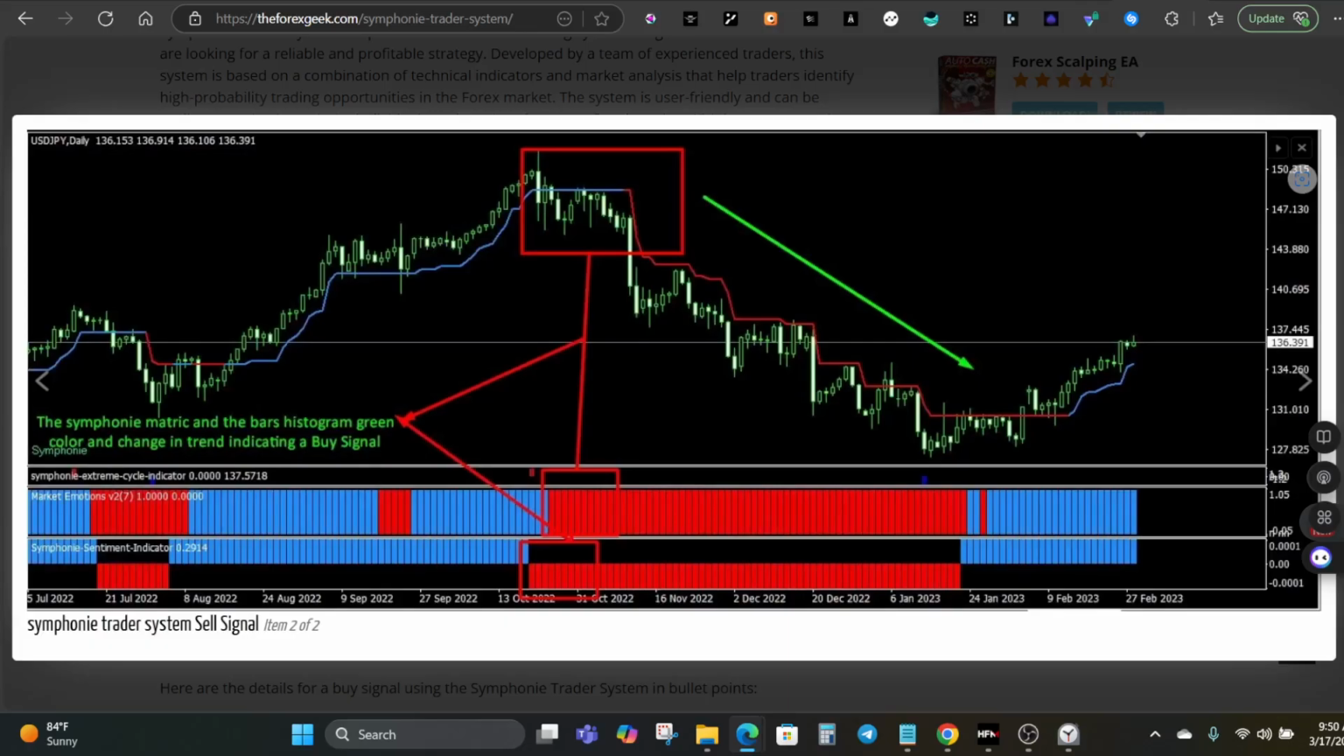So that is how you can use the Symphonie Trader System to identify and manage forex trades. This system is a great tool for traders looking for structured trade signals while combining trend, sentiment, and volatility analysis.